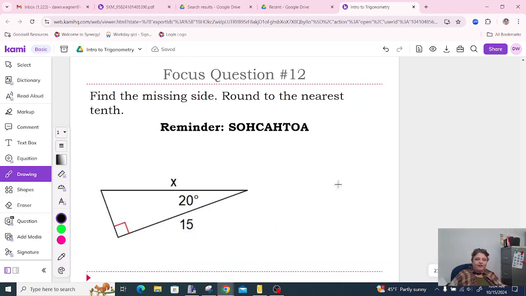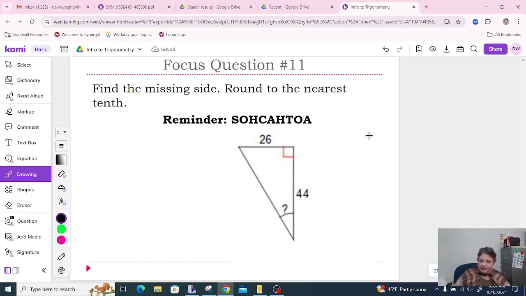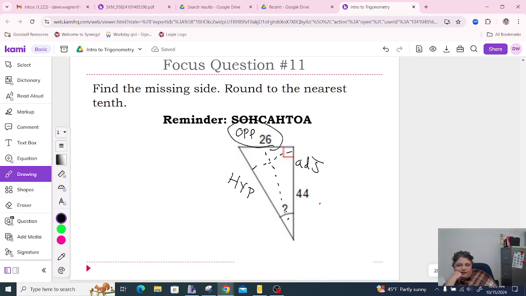Okay, so we're gonna do this one, right? Have we done this one yet? No. Okay, put your finger on the degree. Label your triangle. What's this one? Opposite. What's this one? Hypotenuse. And then this one is adjacent. Now, circle, you have opposite and adjacent. You're looking for the degree. What is opposite and adjacent?